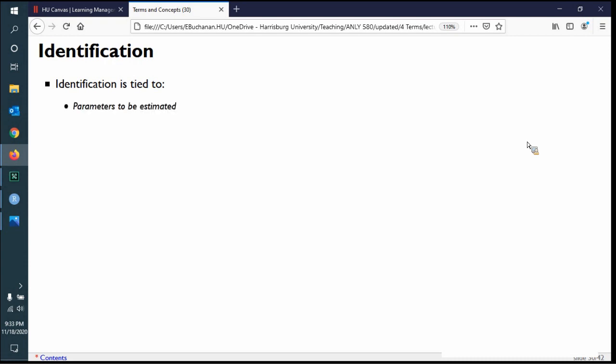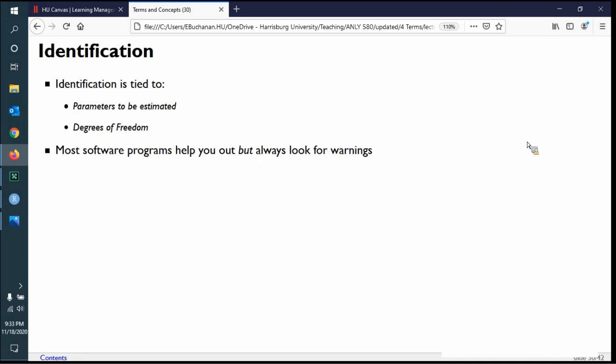Well, it's tied to the number of parameters you're going to estimate. We've talked about four, right? Variances, or error terms, covariances, latent variable loadings, and regressions. Those are the four of them, and each of those is a parameter. So it's tied to the number of parameters and the number of possible parameters, which is part of our degrees of freedom.